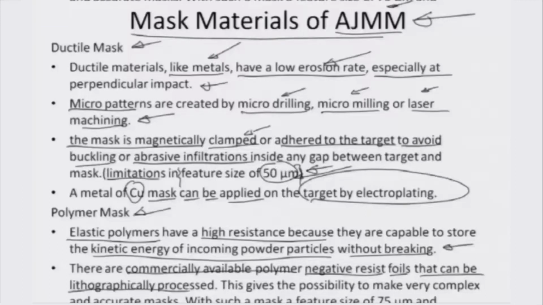So, you lithographically process them, and this gives the possibility to make very complex and accurate masks, because this is now driven by the power of photolithography. With such masks, feature sizes of up to 75 microns and a very high aspect ratio of about 1.5 or so can be easily obtained.